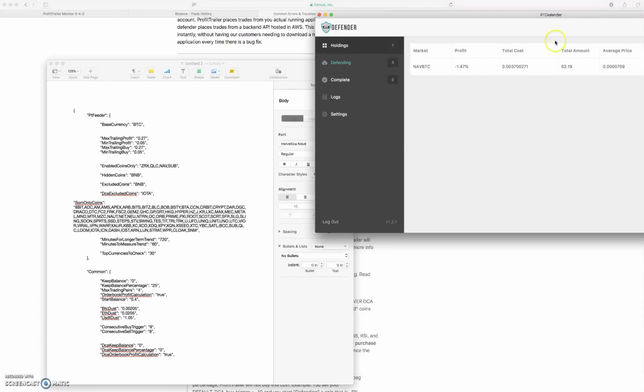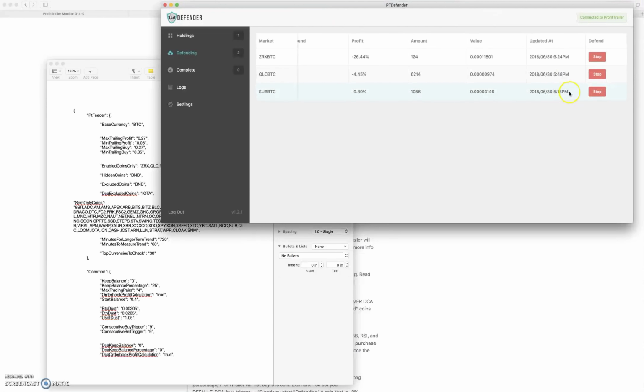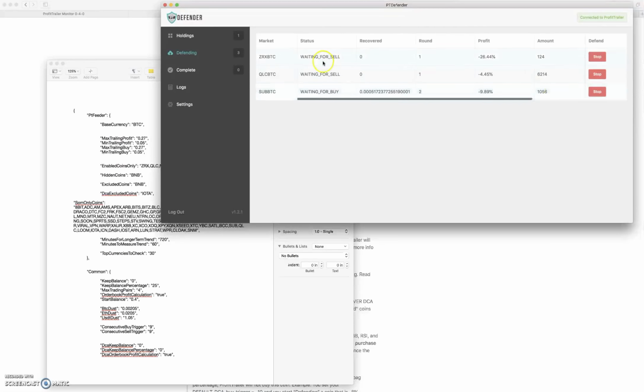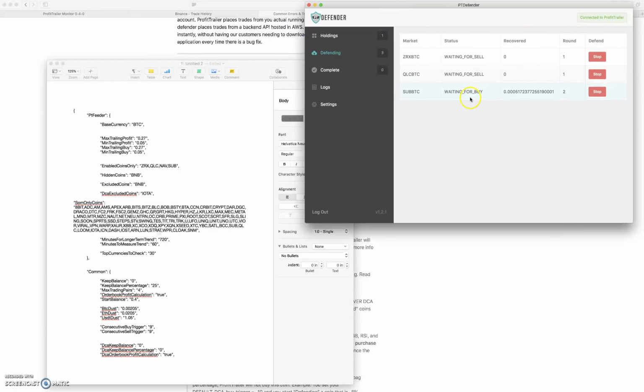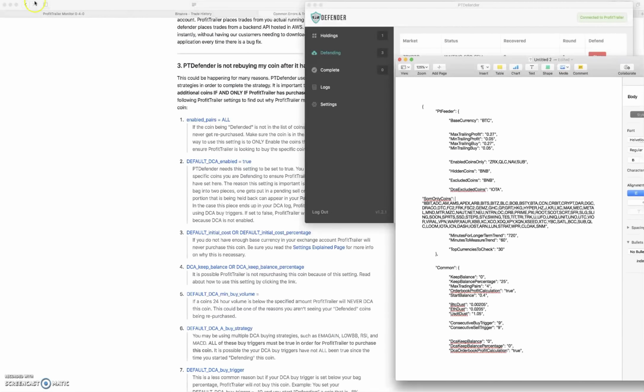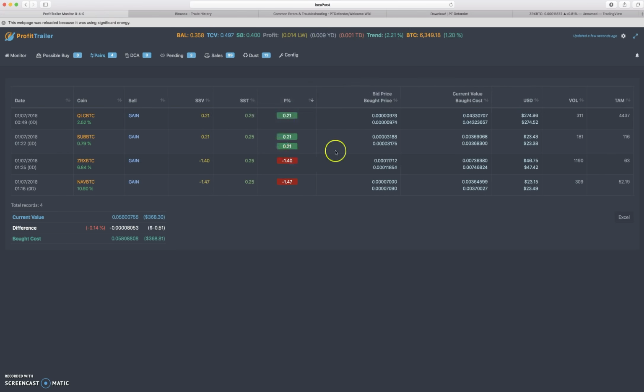They start PTDefender, they start a coin, and then they're like, oh my God, it's been in waiting for buy, and it was updated at 5:15 p.m. and it's 24 hours later. What is going on? Well, everybody thinks that it's PTDefender just not working. Well, PTDefender is working fine. It's your Profit Trailer or PTFeeder buying strategies that are jacked up, and you need to change those to make sure that your bot is even looking at buying the coins that you're defending.